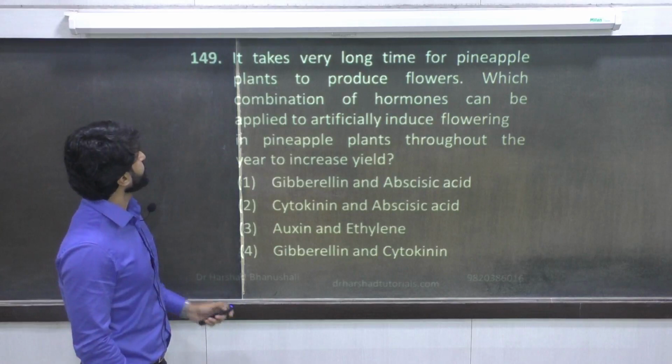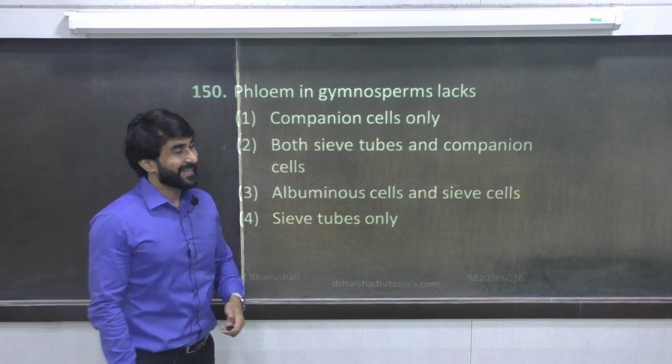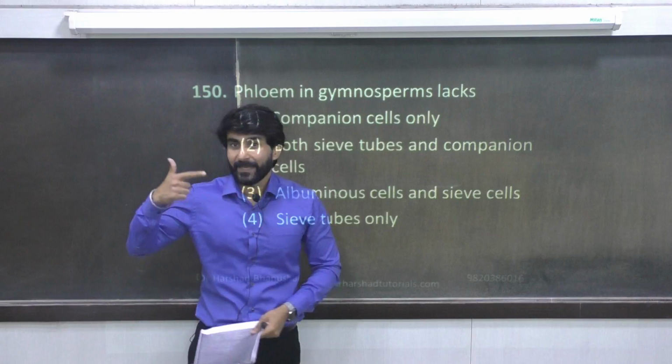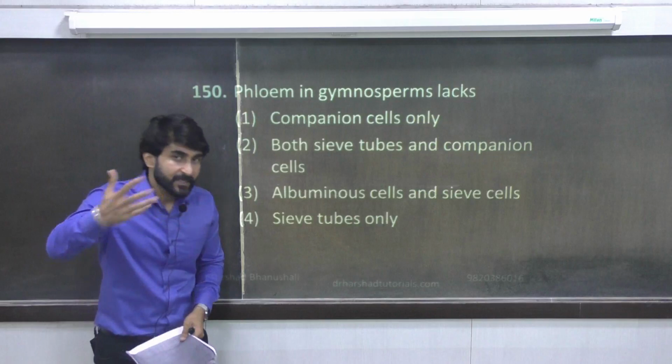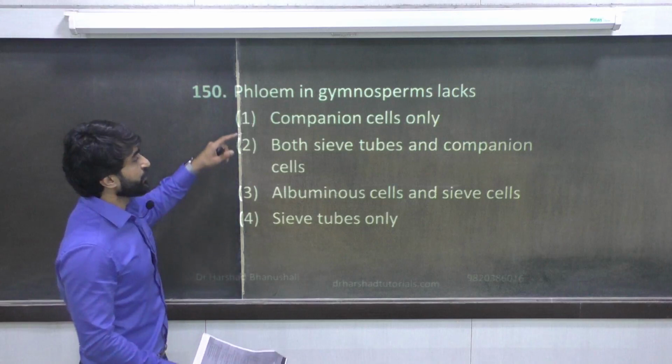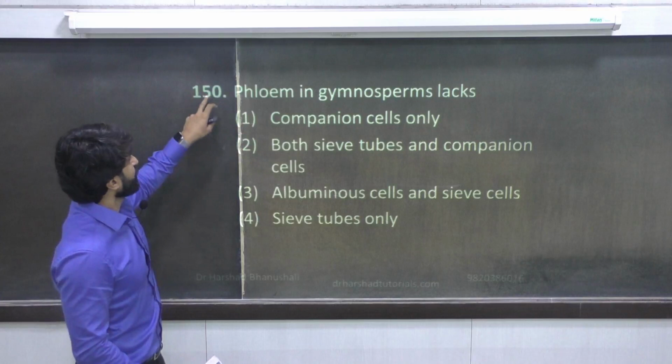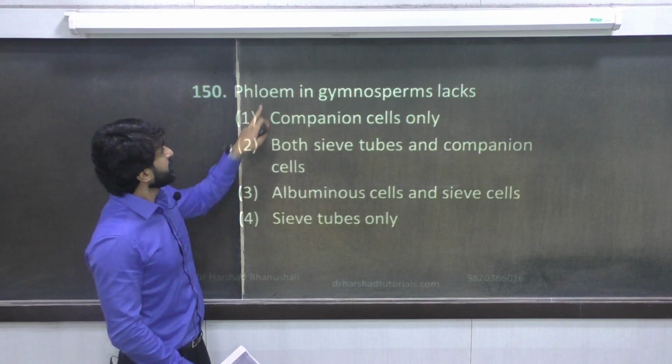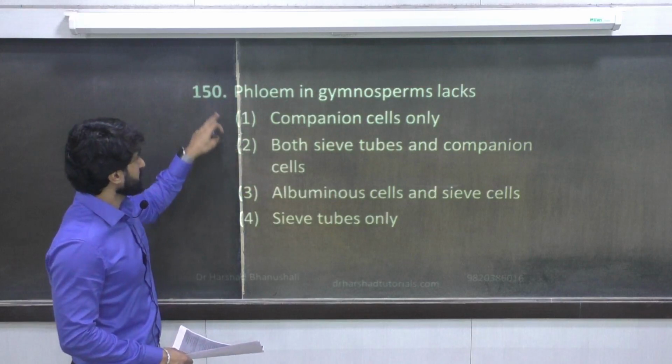Phloem in gymnosperms, what does it lack? Again, straightforward: you know that sieve tubes and companion cells are advanced features of phloem, so you would find them only in angiosperms. Gymnosperms do not have sieve tubes, and they also lack companion cells. So for 150, our answer would be option number 2.